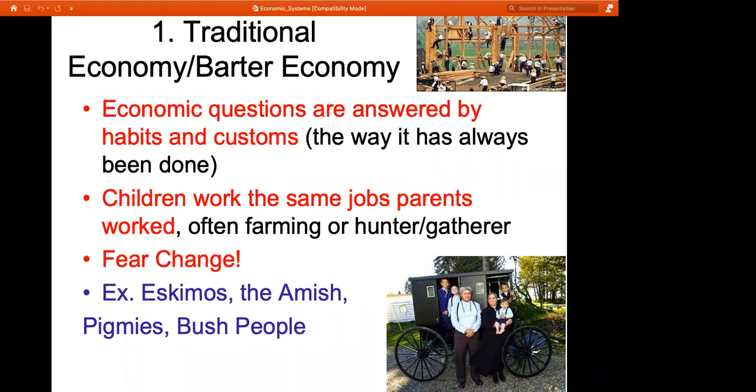In it, economic questions are answered mostly by habits and customs, the way it has always been done. Children work the same jobs their parents work. If your father is an agriculturalist, the children would do the same. If he is a blacksmith, the children would do the same. If he is a king, only his successors are meant to be kings and no one else. One of the key characteristics is fear of exchange. For example, the Eskimos, the Amish, Pygmies, and Bush people are primitive tribes that were present before.